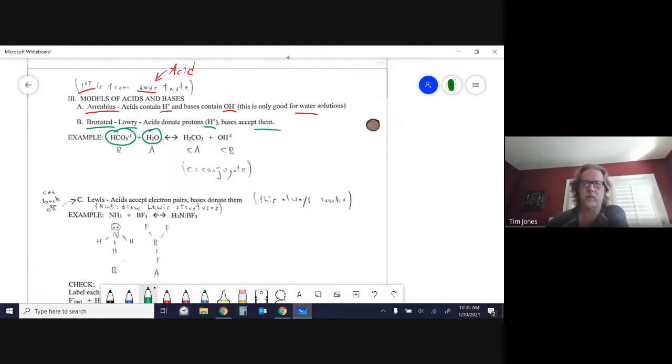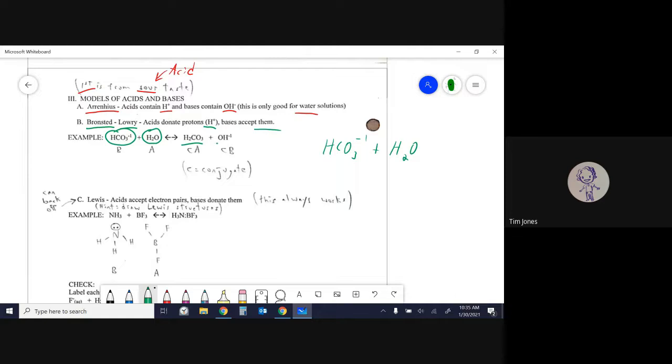So if I just gave you this and didn't give you any more information, you might not be able to tell which one's an acid and which one's a base. But if I tell you what they do with this equation, you can now see the water gave an H plus to become hydroxide, so it must have been the acid. The bicarbonate gained an H plus. You can see it's got two H's over here, so it must have been the base.